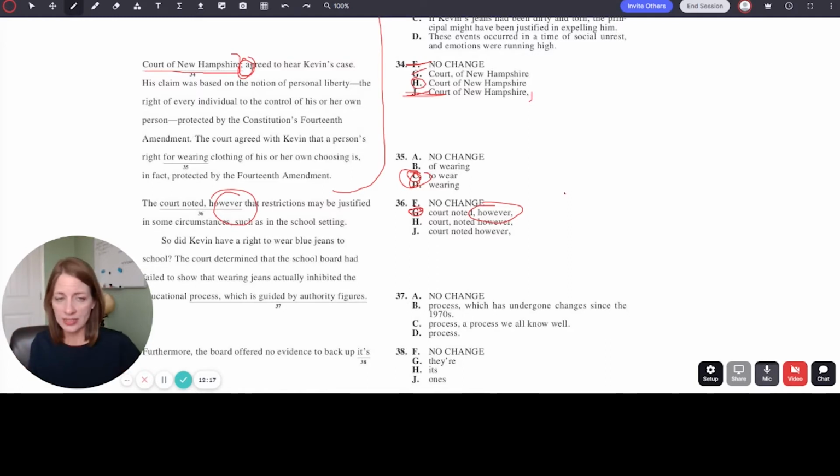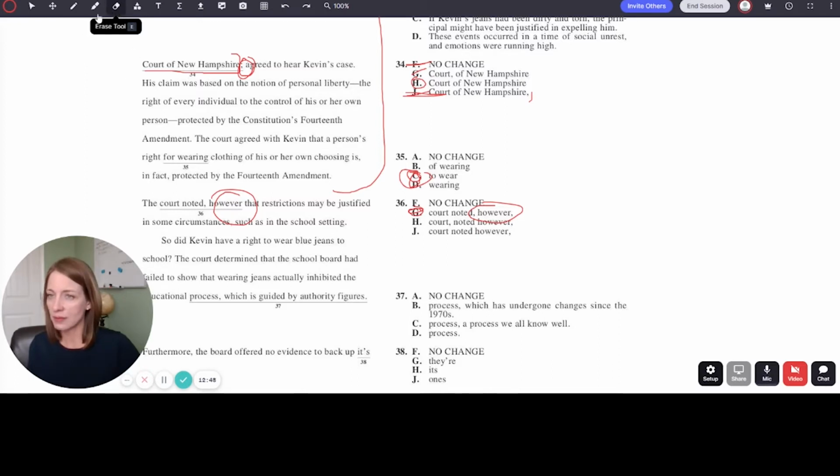Now, another way that you could see, however, is a semicolon, however, and then a comma after it. But obviously that's not what's going on here, so no worries on that. Those are the two ways that you see, however, in the middle of a sentence: set off with commas, or with a semicolon and a little comma after that.